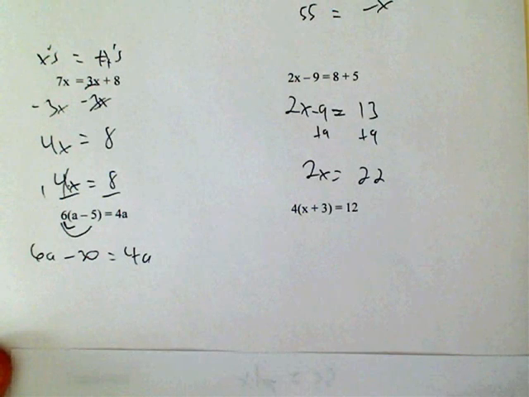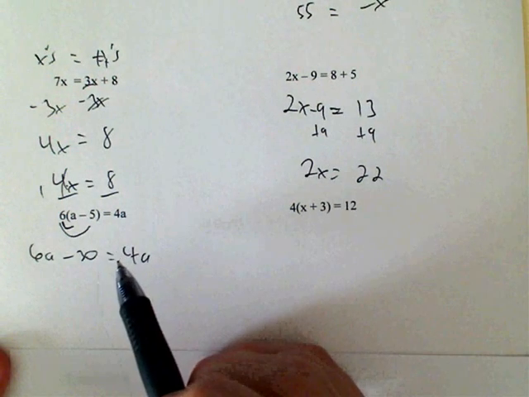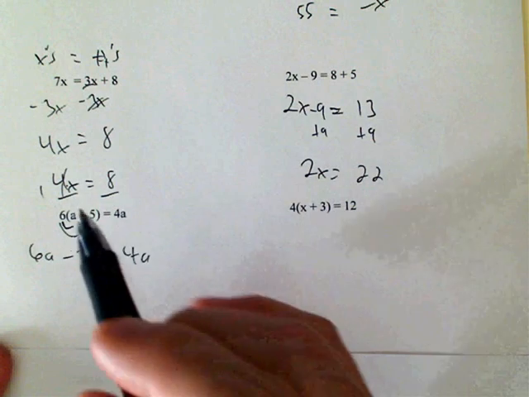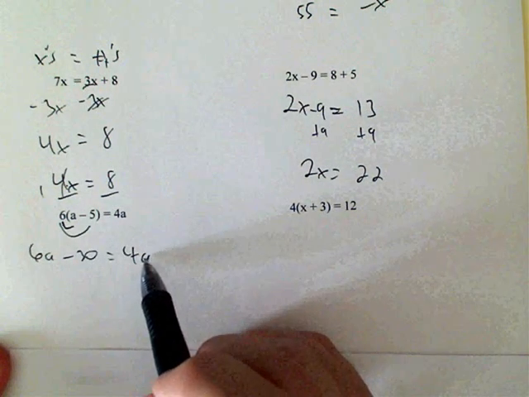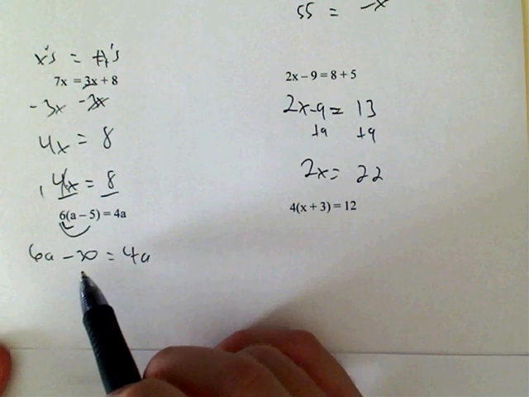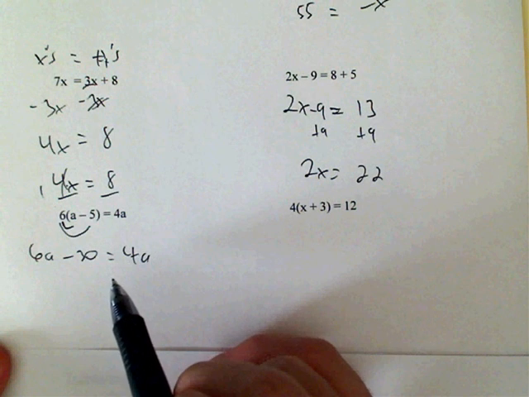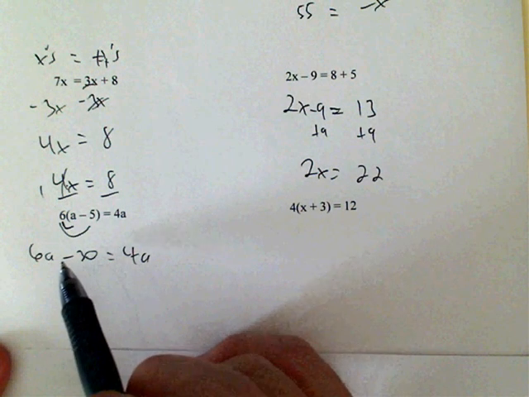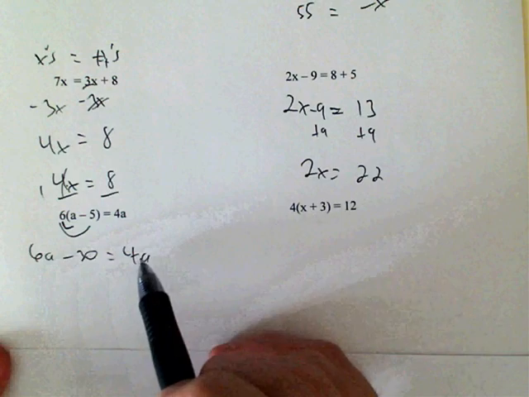Next thing we're going to do is put the a's on the same side because we need those together. So don't move this one over there. We don't want everything on one side. We want the a's on one side and numbers on the other. So that's 6 a's in the wrong place. It needs to go over there, which means we need to get rid of it from this side.